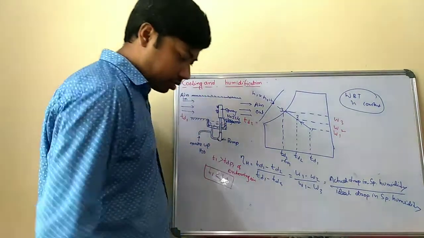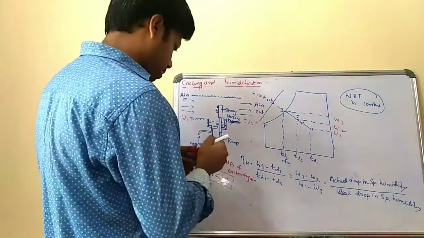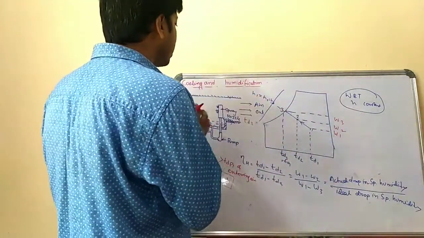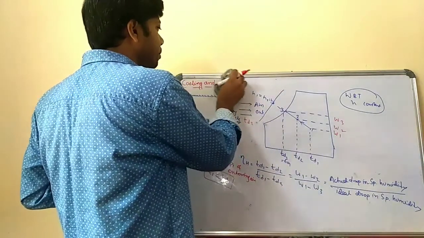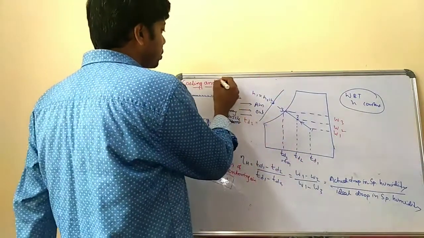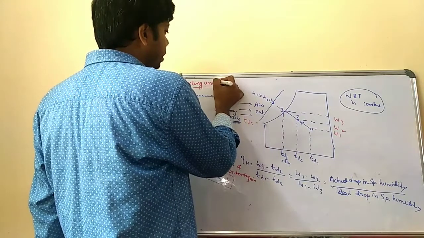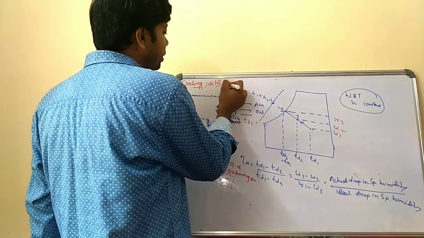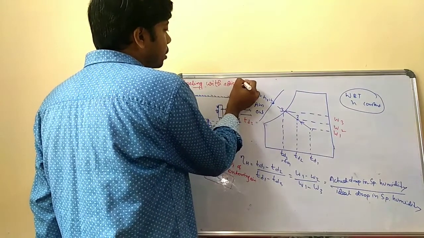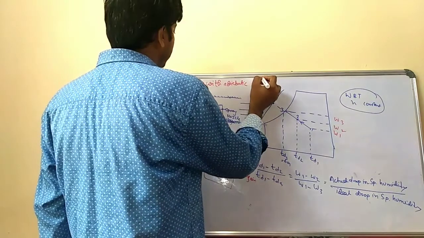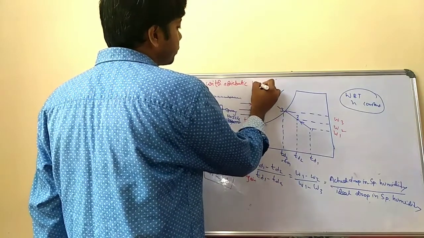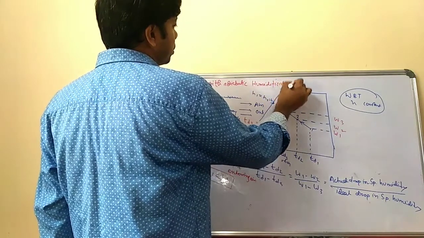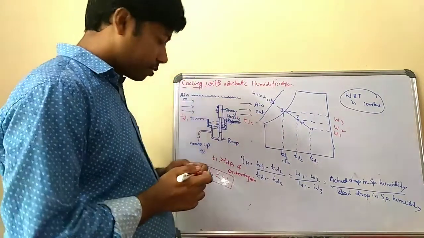So, cooling with adiabatic humidification, because the humidification process takes place by means of an evaporative cooling or adiabatic process. Okay, so this is a new psychrometric process.